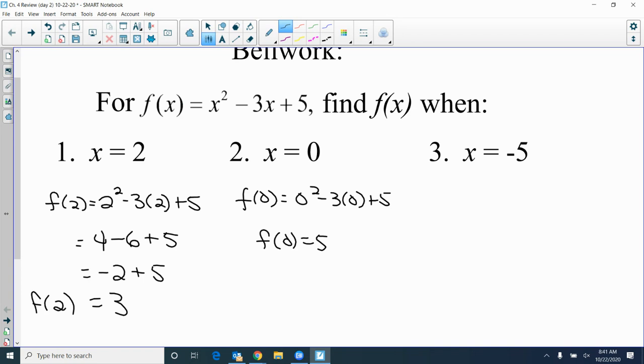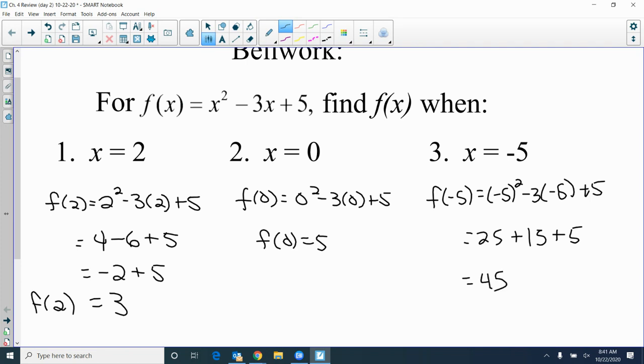Okay, yeah, make sure you put that in parentheses. So when I plug in negative 5, squared minus 3 times negative 5 plus 5, 25 plus 15 plus 5, 45. All right, we're going to do the practice test now.